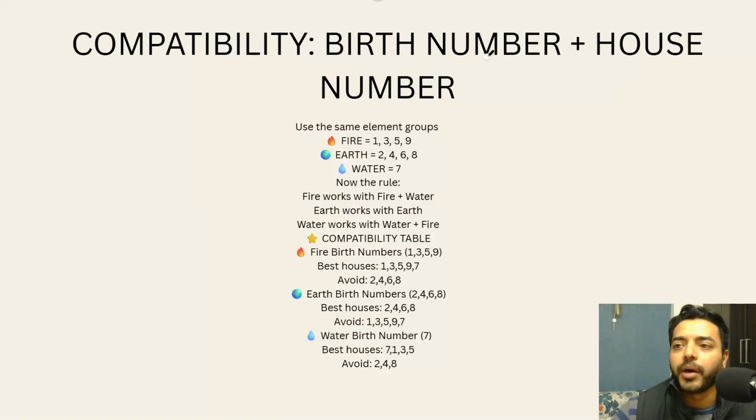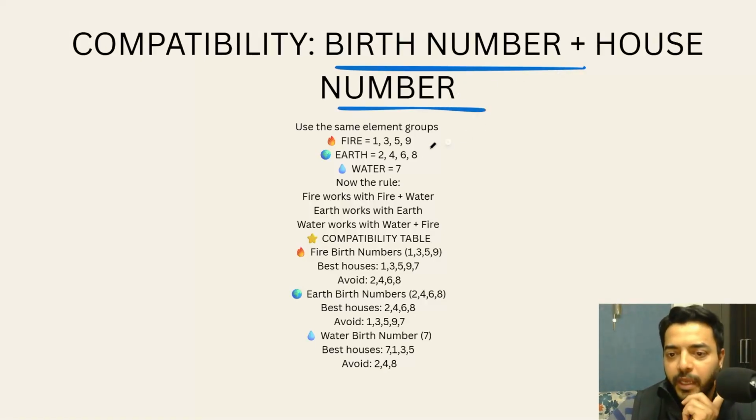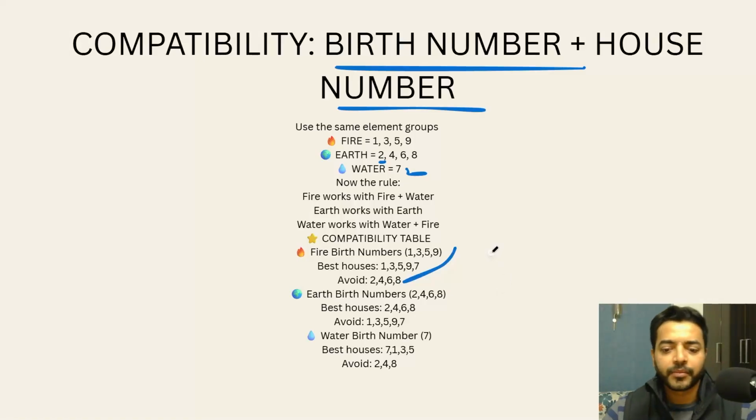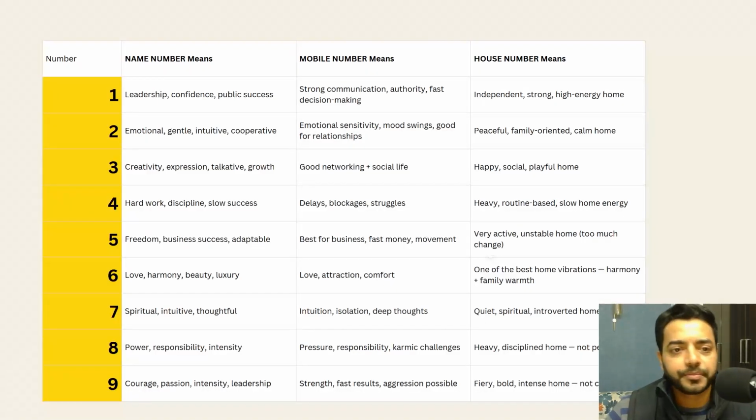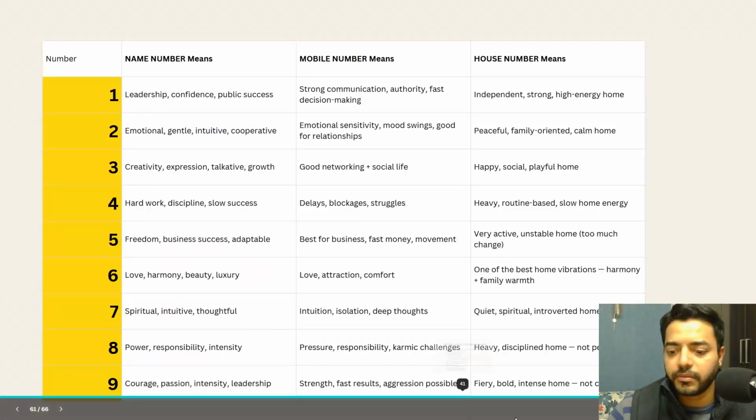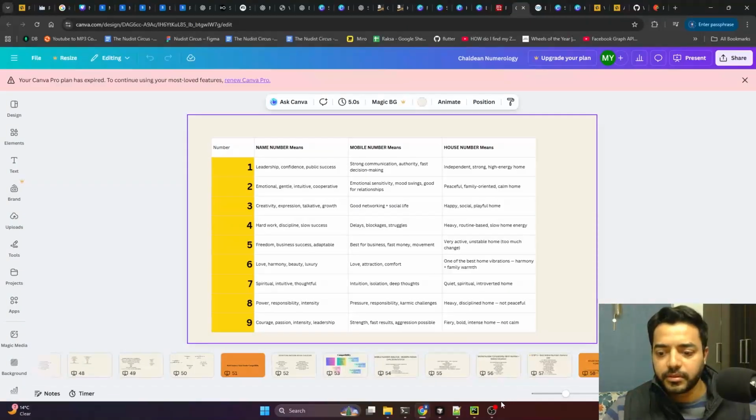right? Birth number plus house number, let's say. Yeah, fire, earth and water. Got to put it here, right? Fire works with fire and water, earth works with earth only. So at the end, compatibility table is this, it is the same thing, right? We saw this earlier, it's exactly the same thing. Yeah, so we'll do this in the next chapter.